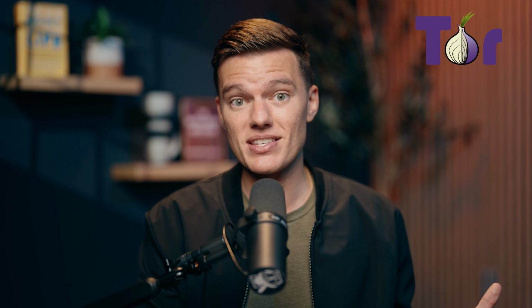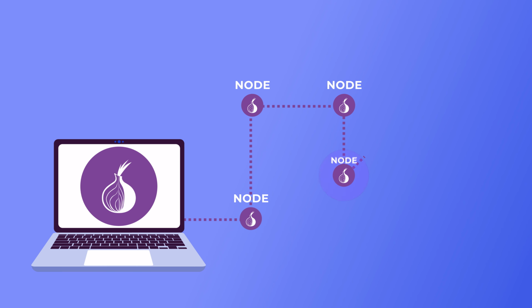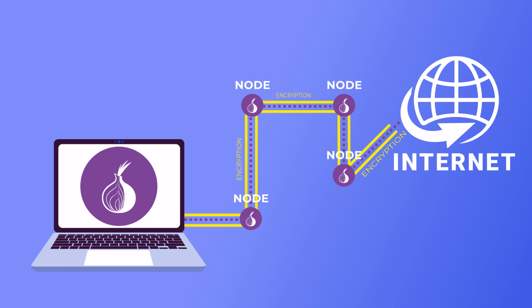Tor stands for The Onion Router, and it's built around one idea: layering your connection so it's extremely difficult to trace. Instead of sending your traffic through a single server, like a VPN, Tor routes it through a series of relays, usually 3, run by volunteers around the world. Each relay only knows part of the journey.